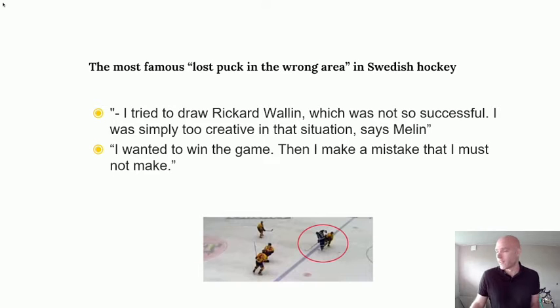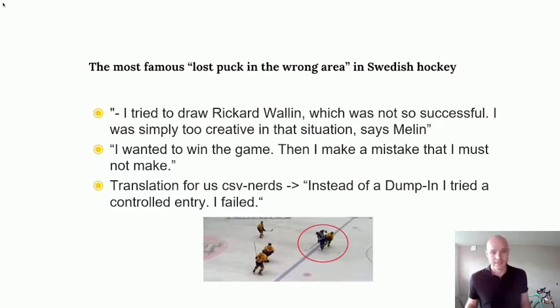Björn Melin was very regretful after the game, of course, with tears in his eyes. He apologized to players, fans and all that. "I wanted to win the game, then I made a mistake that I must not make." For us CSV nerds: instead of a dumping, I tried a carry. I failed.